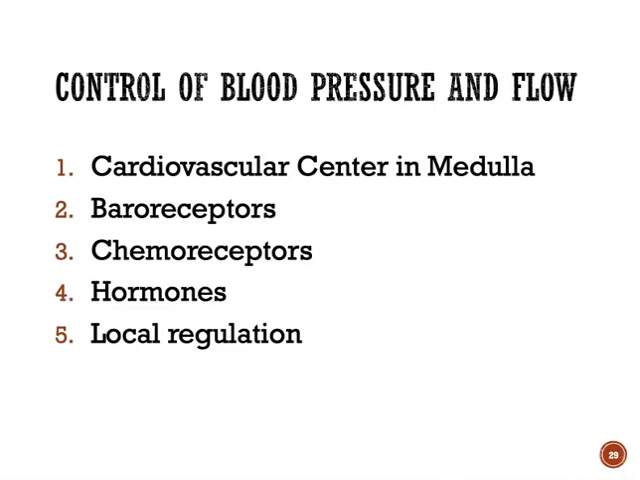Okay, so we talked a little bit about this. So, things that control blood pressure and blood flow. We have that cardiovascular center in the medulla. We have something called baroreceptors and chemoreceptors. We'll talk a little bit more about them in a slide. Hormones, and then just simply local regulation.